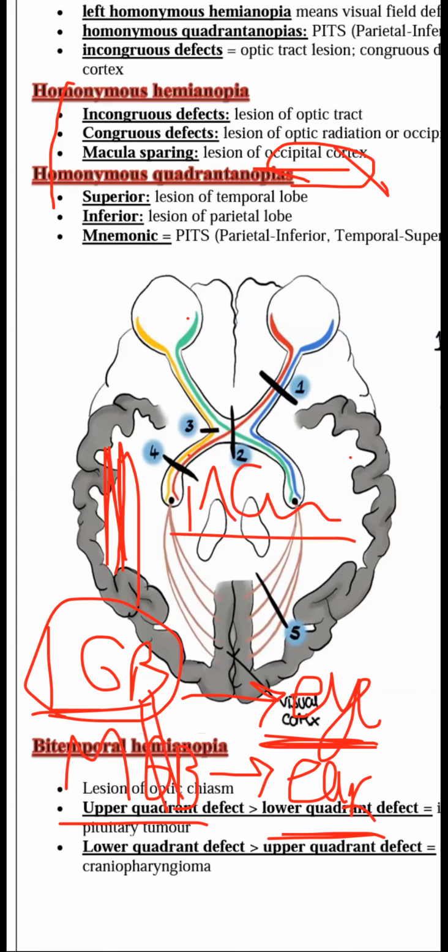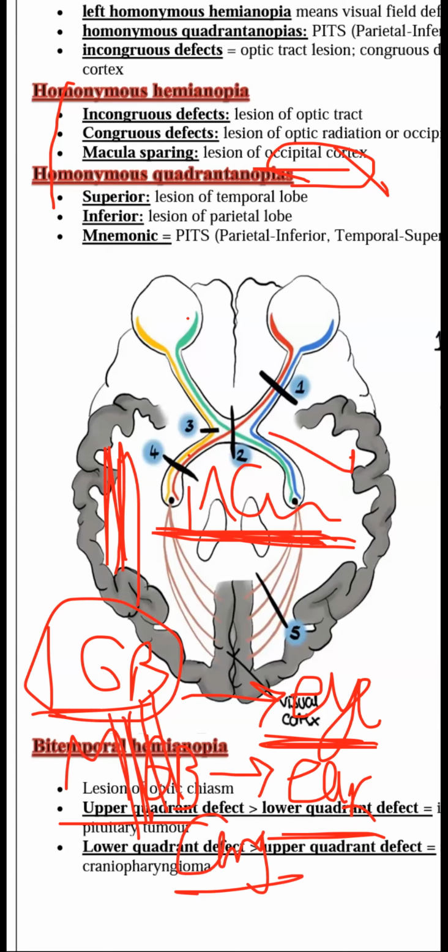After this lateral geniculate body, they are congruous lesions. What's meant by congruous and incongruous? Congruous is identical lesion between the two eyes, while incongruous is not identical lesion between two eyes. So if you have an incongruous lesion, you will have injury before this lateral geniculate body. Here you will have a lesion in the optic tract.